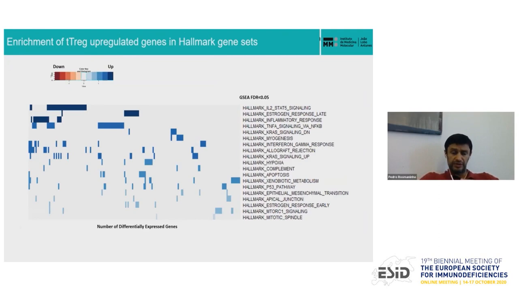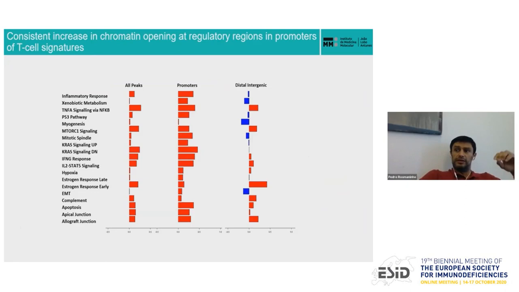Afterwards, we observed that there is an enrichment of the thymic Treg regulated genes in hallmark gene sets that are characteristic of these T cells. Then we associated each of these expression modules with distinct genomic features to see if there is an association with specific regulatory regions.